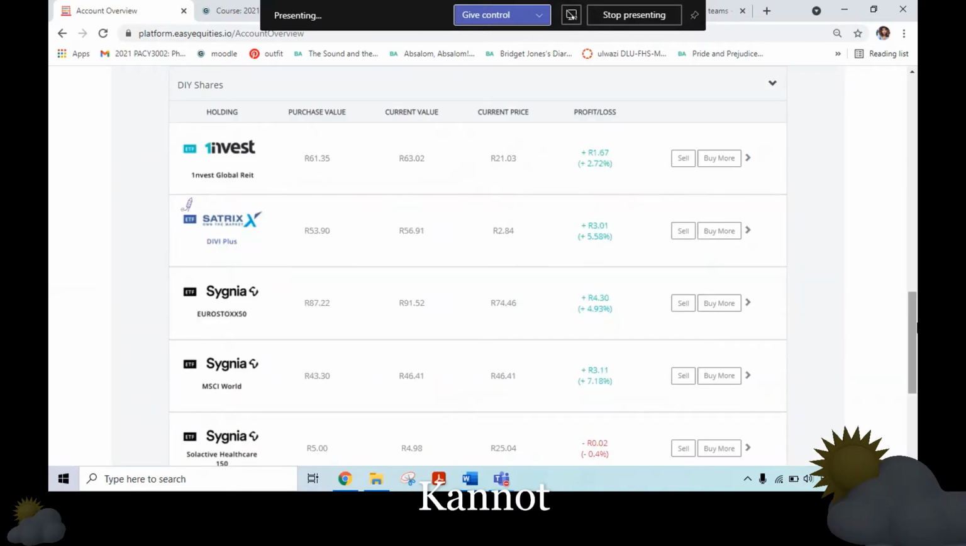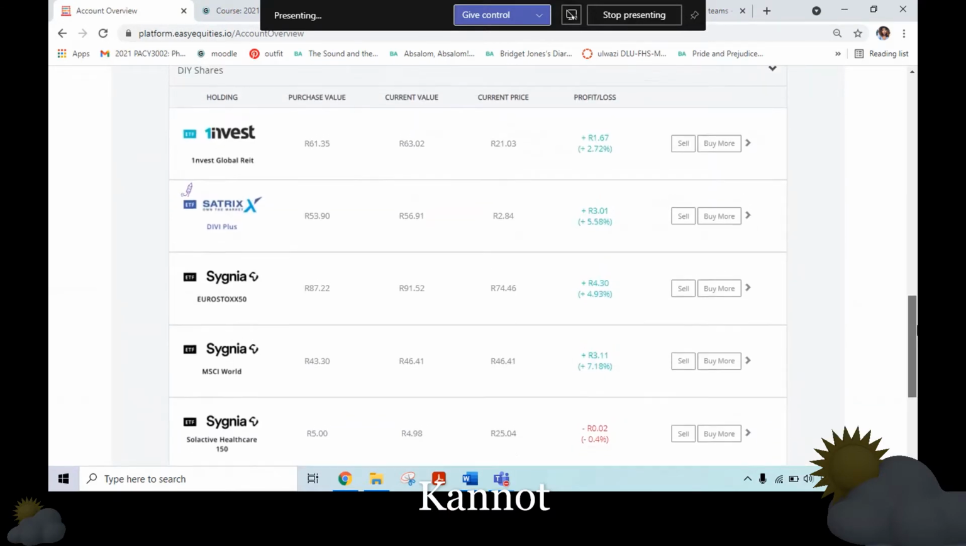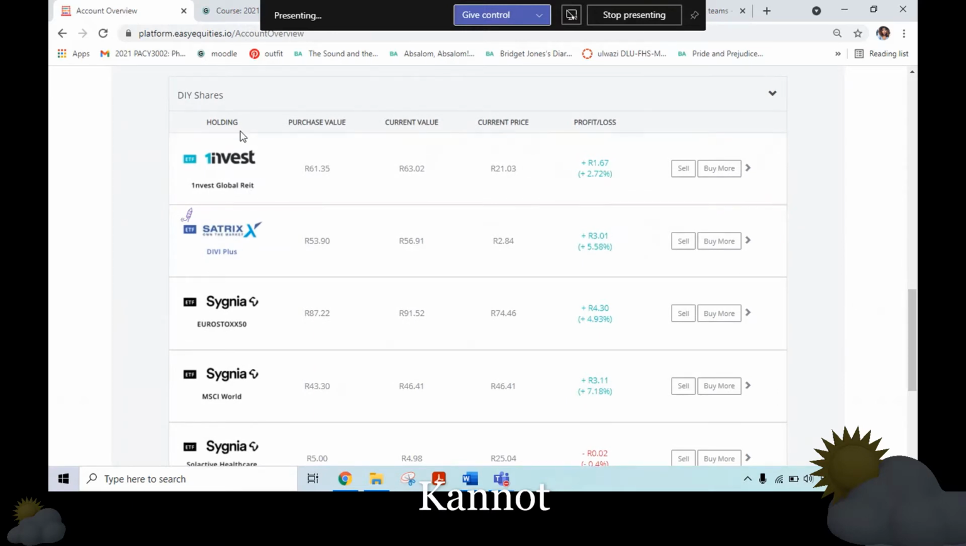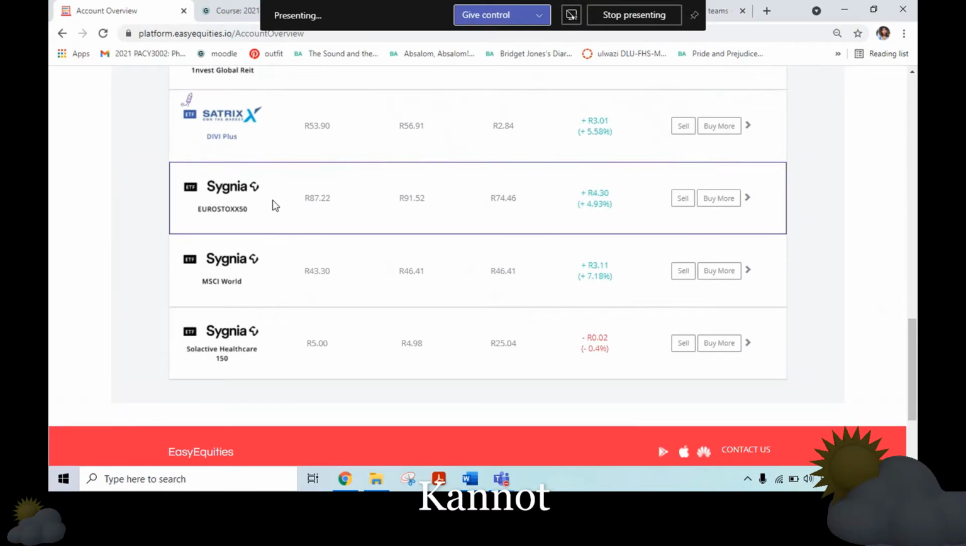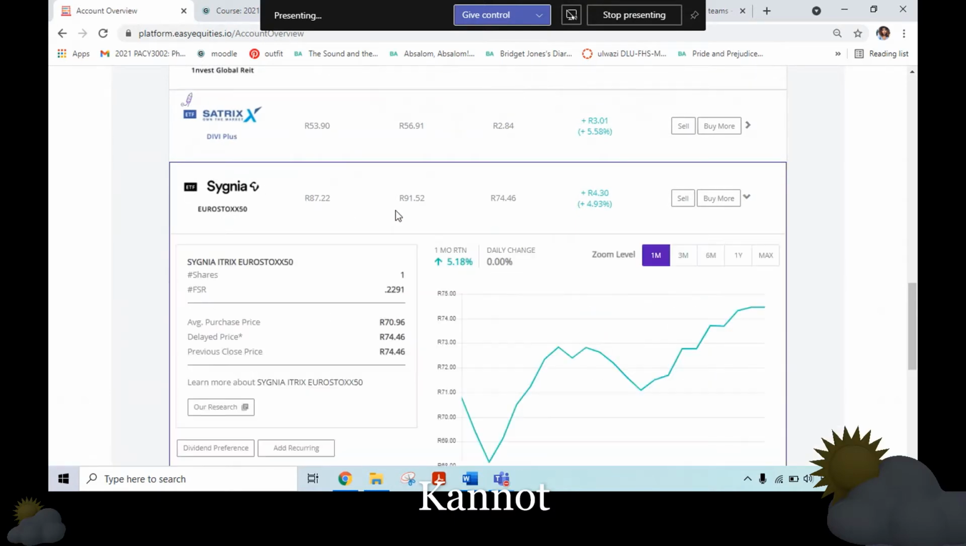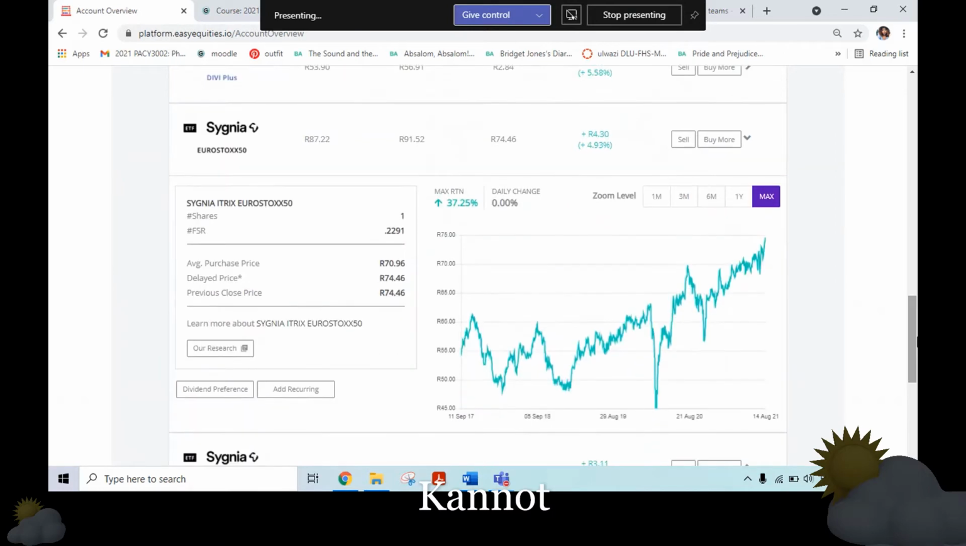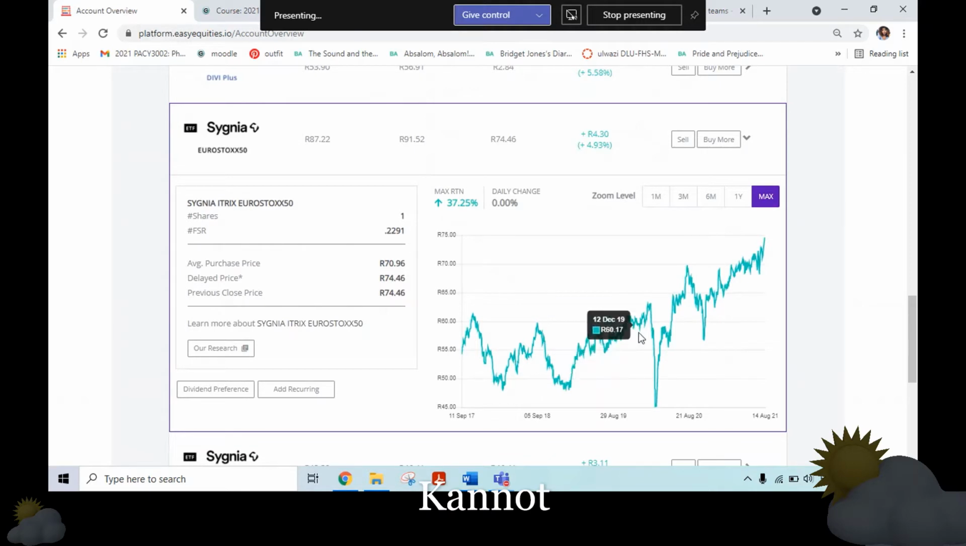Now with this, I tried my best to think of what to invest in. I invested in One Vest Global REIT, which invests in properties. So if you want to get involved in properties, invest in anything that has the word REIT in it. And then I invested in Satrix Divi Euro stocks. They're doing really good. You can see that they've been on an uphill journey, and then the pandemic happened and all the stocks became worth like 45 Rand, and now it's shot back up.